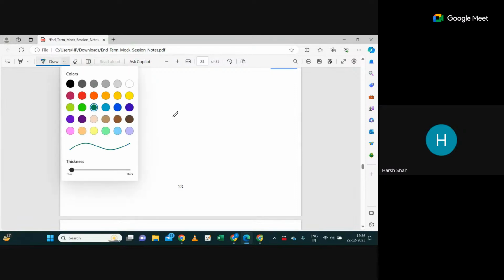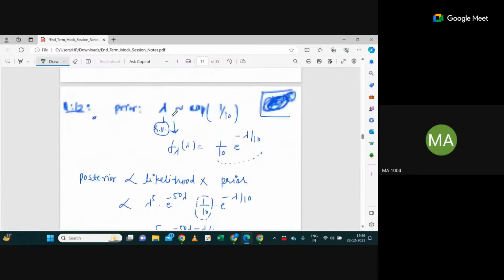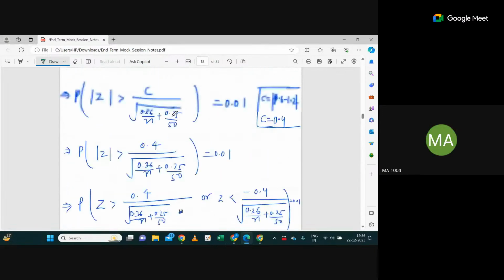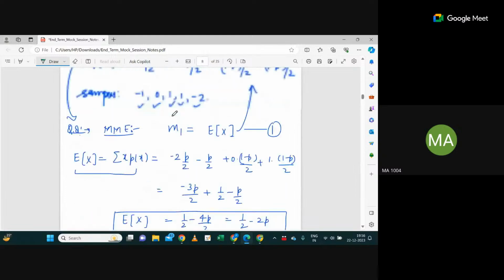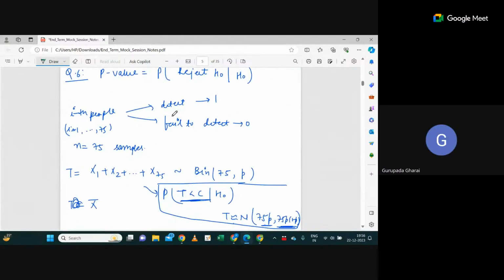Question number 6 once. Yes, sir, that p value one. Scroll up more. Yes, where is your doubt? Sir, can you consider F distribution? What is your doubt? Question number 6. Sir, how did you get the normal for the test statistic?